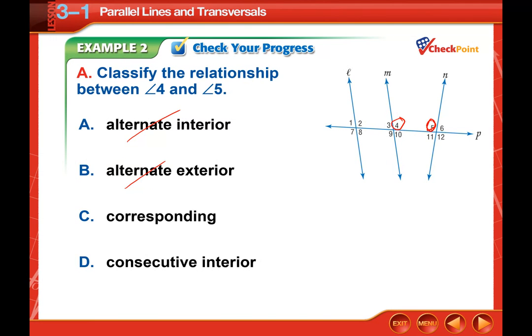Now they are in the interior between M and N rather than the exterior, so I'm expecting that these are consecutive interior, because corresponding, I would expect corresponding to be 4 and 6 or 3 and 5. They are on the same side, both of the transversal and of the lines. Here the answer is D.